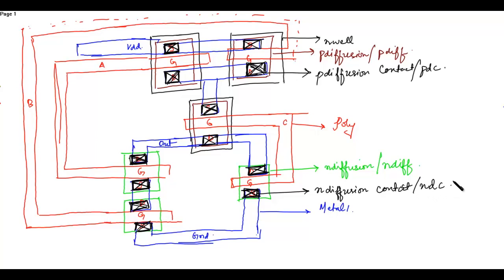or the NDC. Now after placing the diffusion contact, you can place the substrate contacts. These are placed in the VDD and ground layer. So this is one. You can place it as many as you want. So this is the P substrate contact. The P substrate contact is placed on the N diffusion side. P substrate contact, or you can term it as P well contact, PWC.